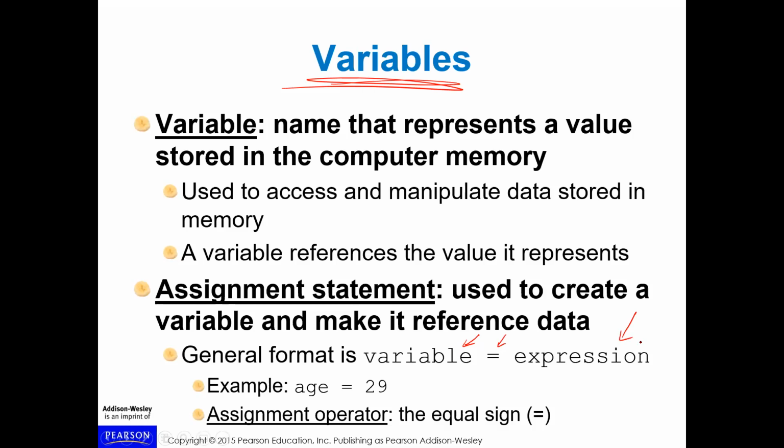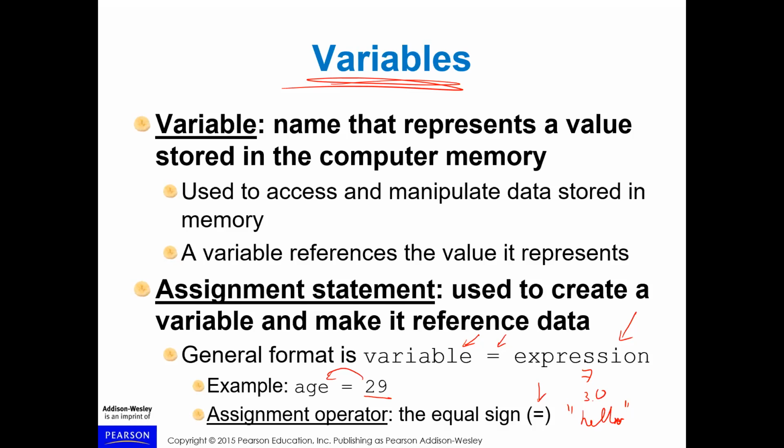And then the expression, this could be anything. This could be a number, 7, 3.0, hello. It just depends on the type of variable that you're using, but you assign something to it. So for example, here we have an example of an assignment statement. We assign the number 29 to the variable age.